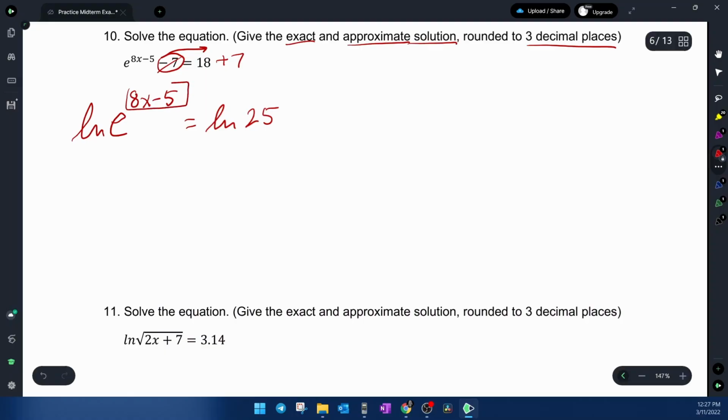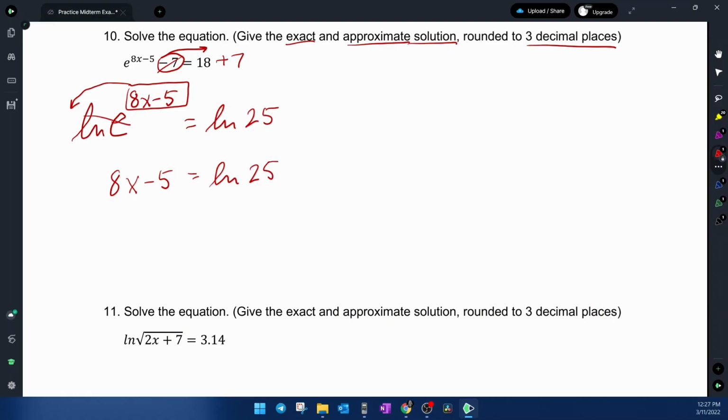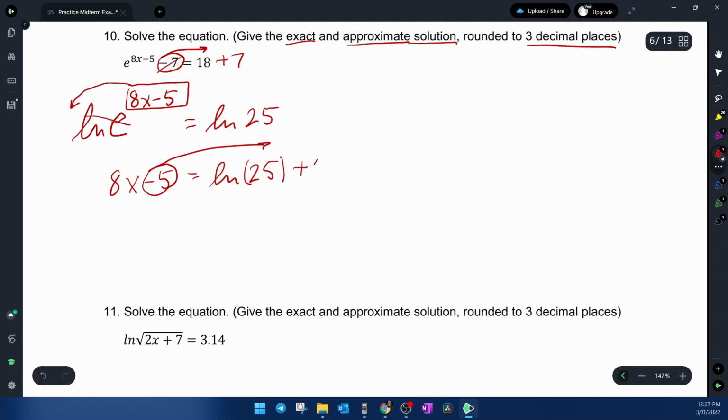So remember, the power rule says if you're taking the log of something with an exponent, that exponent can come down and be the coefficient, and natural log of e is 1. So that's going to leave me only 8x minus 5, because 1 times anything is itself. On the other side, we still have natural log of 25, and it looks like we've got about 2 more steps and we're done. Minus 5 on the other side becomes plus 5.